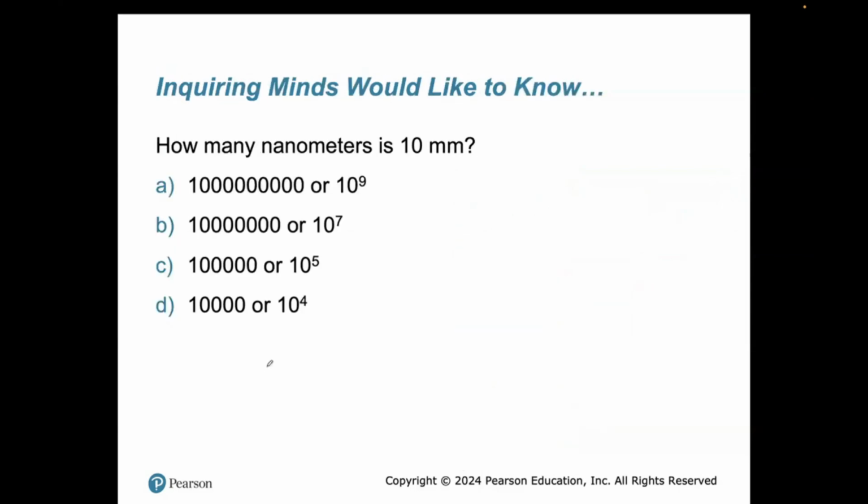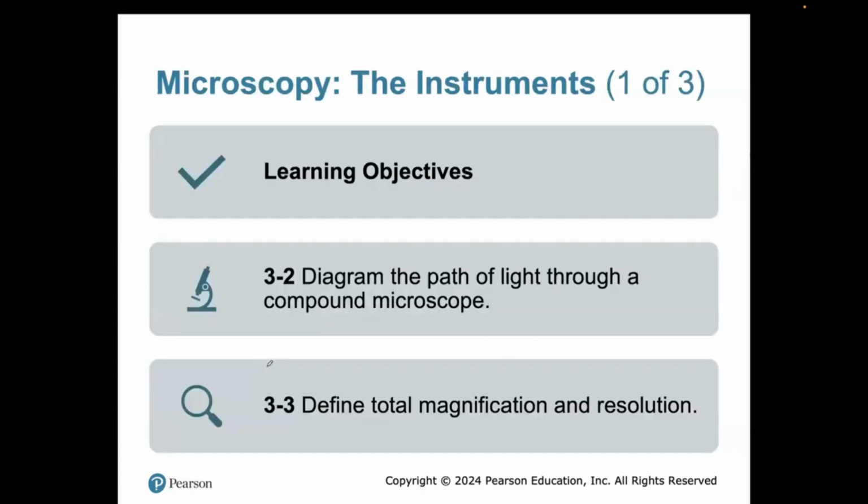All right, so practice question. How many nanometers is 10 millimeters? So you pause the video to answer this question. We are going on. All right, so the correct answer for this question is going to be B as in boy. All right, B as in boy, 10 to the 7th.